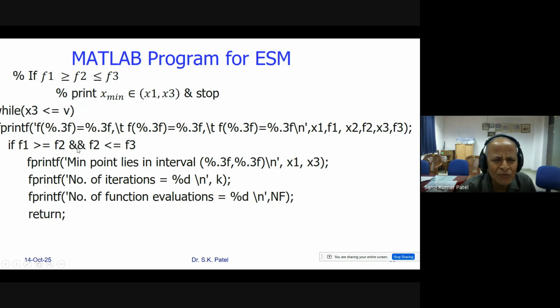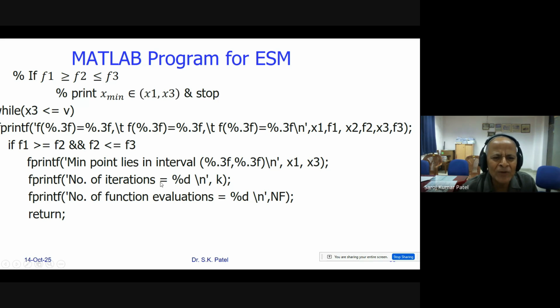In MATLAB, if you give 2 ampersands, this is the and condition. Then f2 is less than or equal to f3 means we have to stop it here. Before stopping it, you have to write down the result. Fprintf, minimum point lies in the interval, some x1 to x3. So these are the 2 formats we are giving. Then the slash n means new line character. We will go to the next line. And then the x1 value is printed here first, and then comma, this x3 value will be printed here.